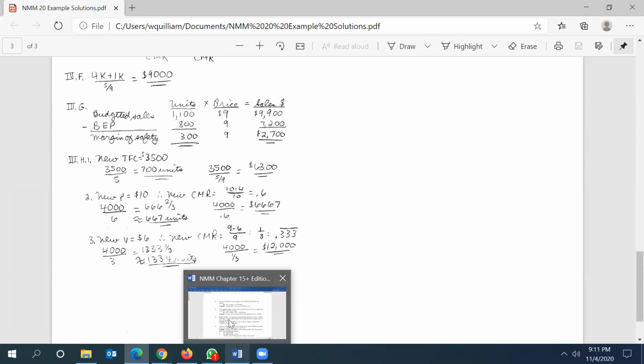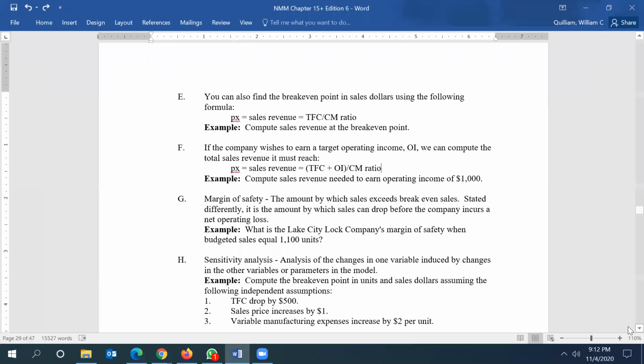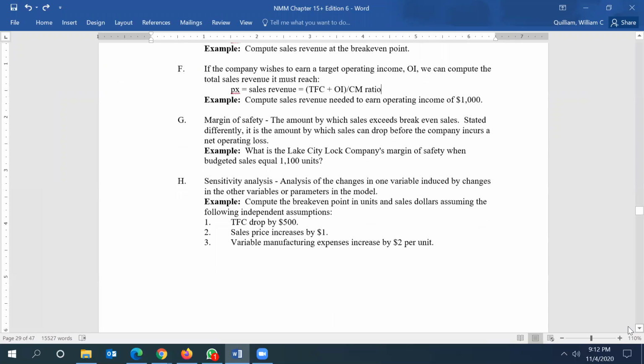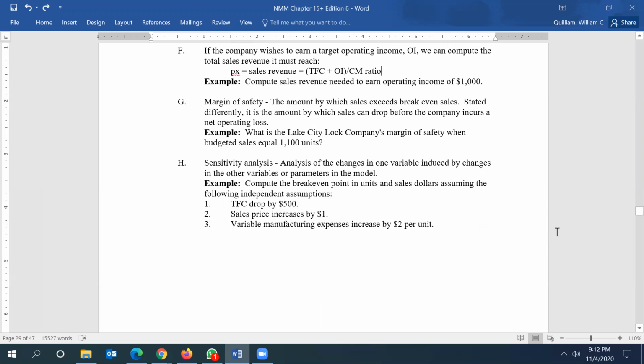Then, the final topic that I have here on our outline is called sensitivity analysis. This is done a lot in business because we like to look at what changes as some scenarios change. Let me show you. Sensitivity analysis means analysis of the changes in one variable which are induced by changes in the other variables or parameters in the model.